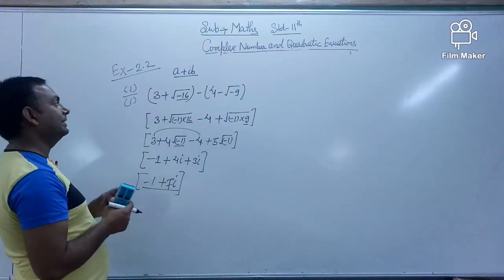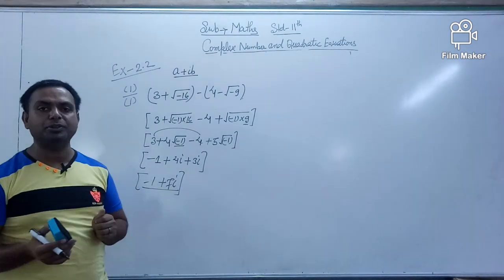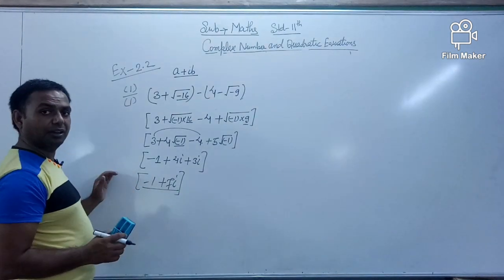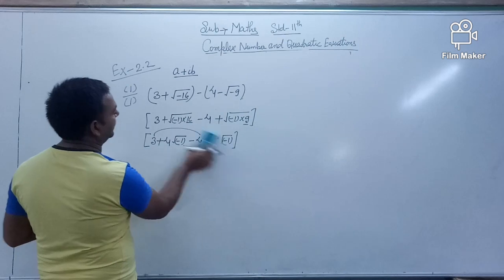So you can say this complex number is converted into the form a plus ib. I think all of you understand. So we are solving the next problem.